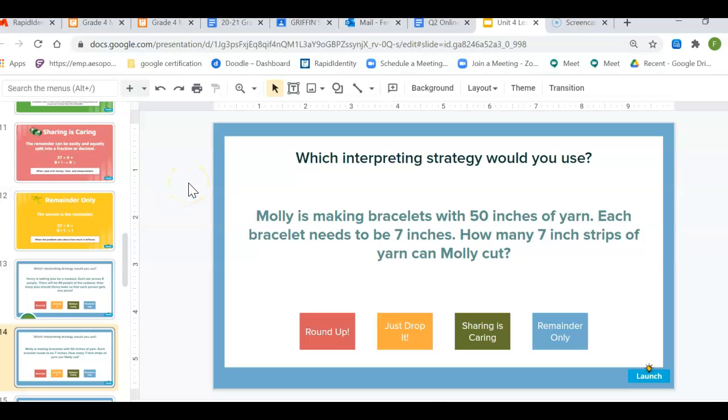Our next one, which interpreting strategy would you use here? Molly is making bracelets with 50 inches of yarn. Each bracelet needs to be 7 inches. How many 7-inch strips of yarn can Molly cut? So 50 divided by 7, in this case, it's going to be 7 with the remainder of 1. So in this case, you would just drop the remainder.